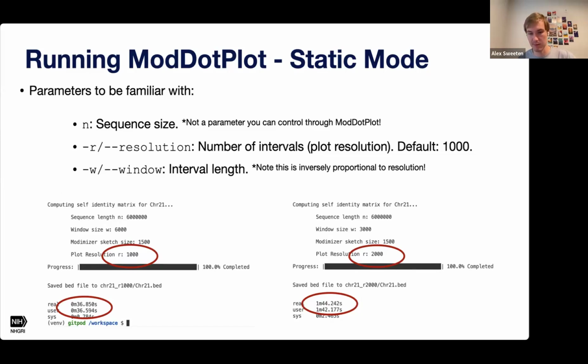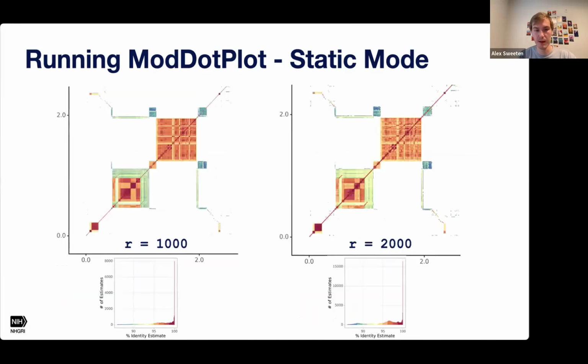So just keep in mind that runtime is dependent heavily on resolution, and that if you pick a good value with your resolution, you can get pretty ideal runtimes in every scenario. So just a comparison, these are two dot plots with two different resolutions. The one on the left uses 1,000, the one on the right uses 2,000. And you can see that they're pretty similar.